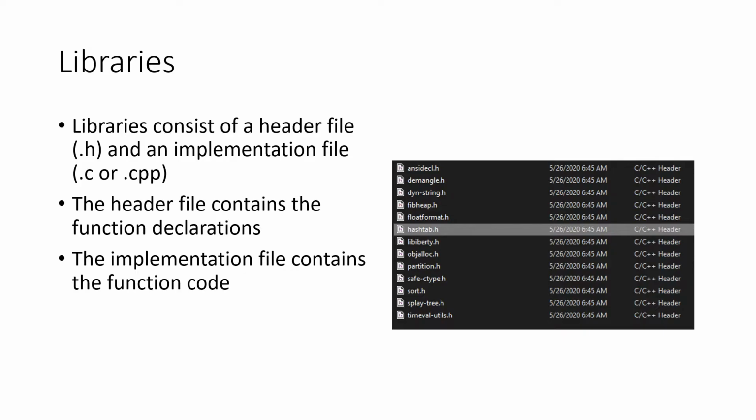Now, the header file is going to contain the function declarations. Previously, we had put those at the top of our files. So now we have a separate header that's going to contain these declarations. We then have an implementation file, which is going to contain the actual code for the functions. So this is where we actually put what we're trying to do.